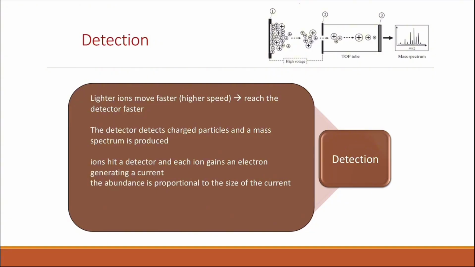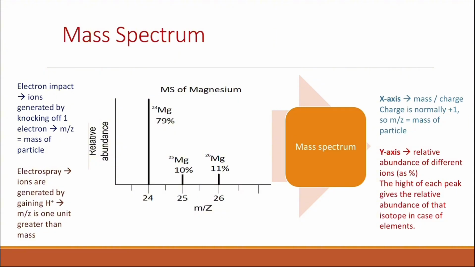So the ions are going to hit the detector, and each ion will gain an electron, generating a current, and the abundance of each particle is proportional to the size of the current. This is how we find the abundance of the different particles or different ions in the mass spectrometer. So the mass spectrum that is generated will give you the mass over charge. The charge is usually, most of the time, +1. So mass over charge is basically the mass of the particle. The particle could be an atom, a compound, or a molecule.